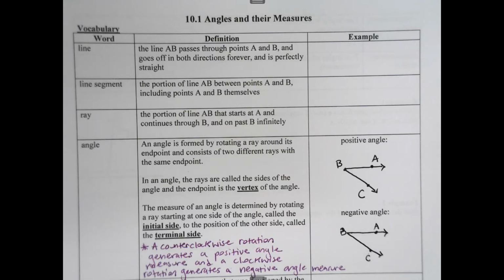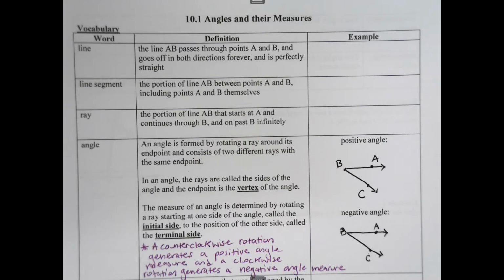Chapter 10 is going to look at trigonometry. In the first section in Chapter 10, we're going to talk about angles and also their measures. But first, we need to talk about some vocabulary from geometry. Remind ourselves what some of these things mean.